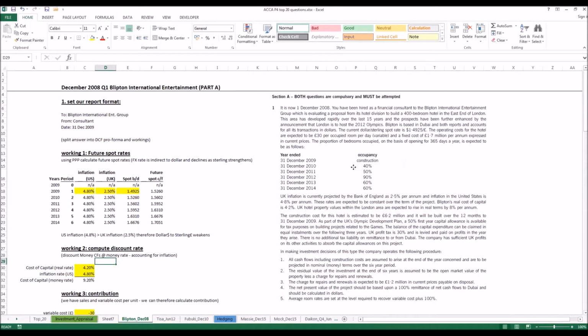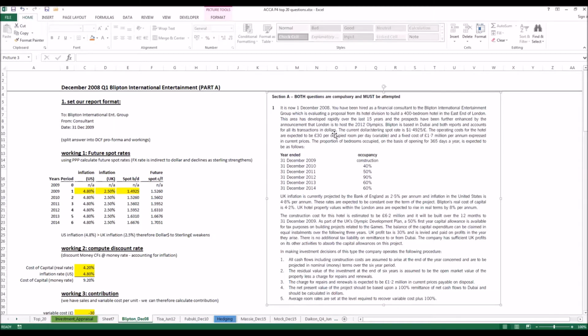So in terms of the question itself, obviously go through the question and you will be able to do the workings in that order as the information presents itself. So it's December 2008, you've been hired as a consultant. The project is to do with building a 400-bedroom hotel in London. You're told that Blipton is based in Dubai and accounts for all its transactions in US dollars.